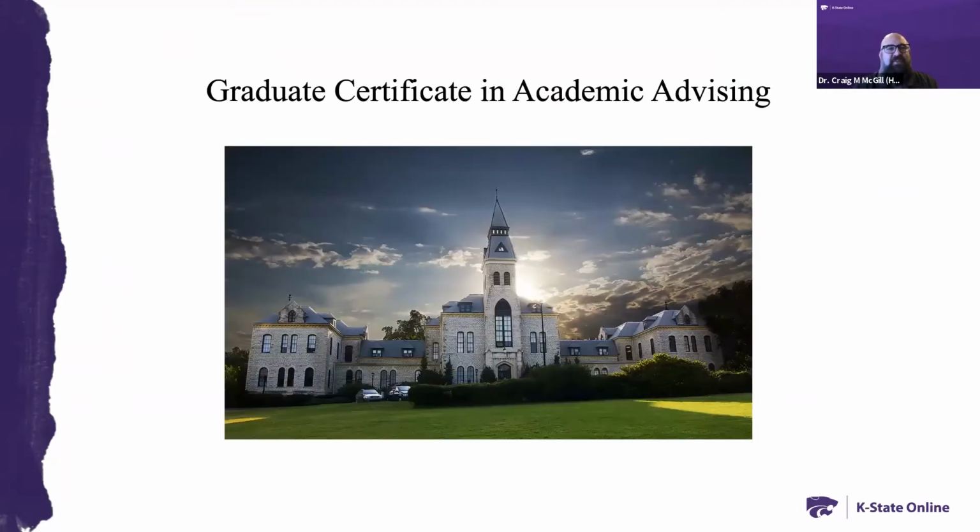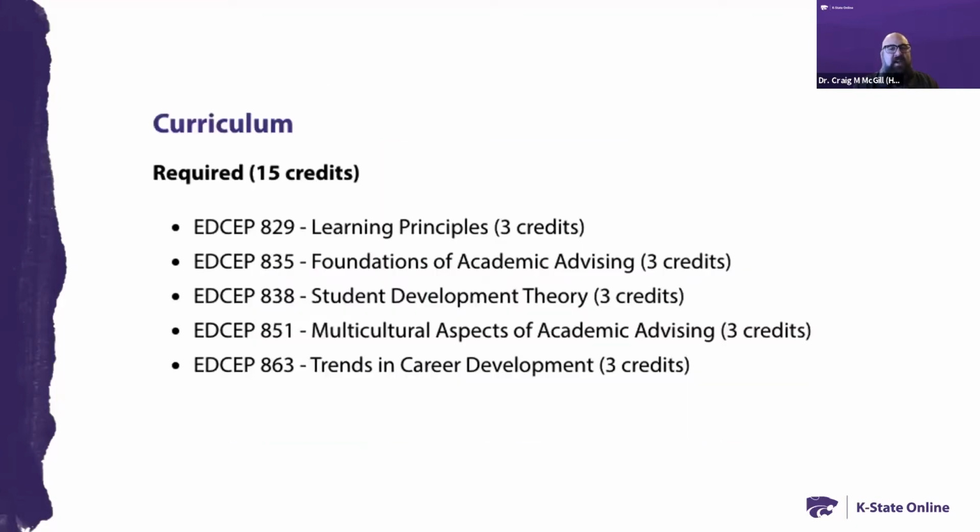So the graduate certificate in academic advising consists of 15 credits, which is 5 courses. So you take a course in learning principles, a course in the foundations of academic advising, student development theory, multicultural aspects of academic advising, and trends in career development.